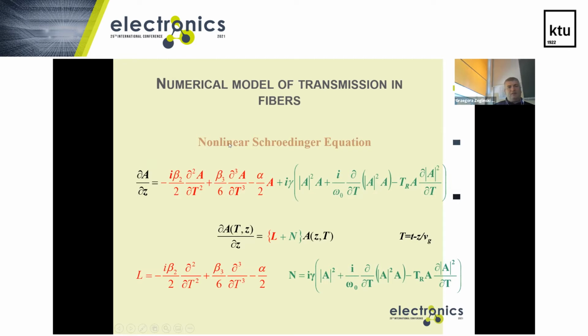If you want to analyze transmission in optical fiber, the typical method is nonlinear Schrödinger equation analysis, where we use a linear operator and a nonlinear operator. The linear operator has information about attenuation and chromatic dispersion, the typical factor of chromatic dispersion, and second order.